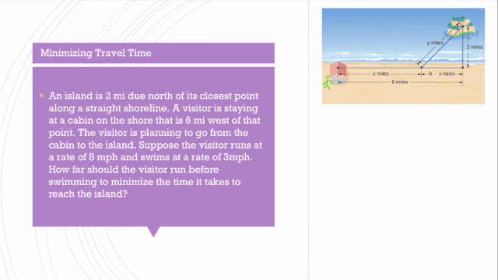Let's go ahead and find out. So I'm going to open up another window. Here we have our little house. It's 6 miles. We want him to run, and then we want him to swim. Here we have 2 miles, x minus 6, x. This is y miles. And here we have our island.